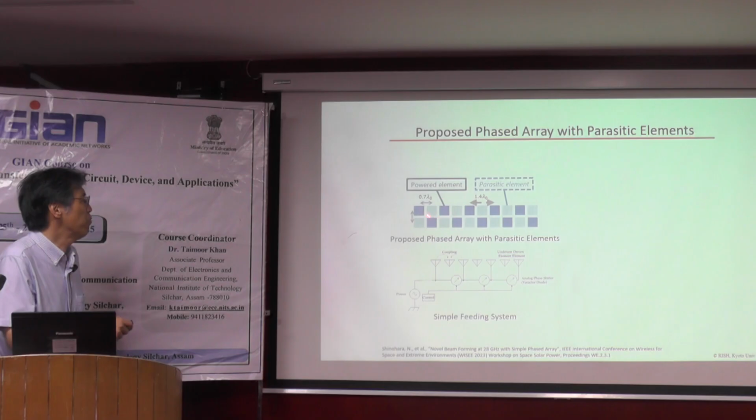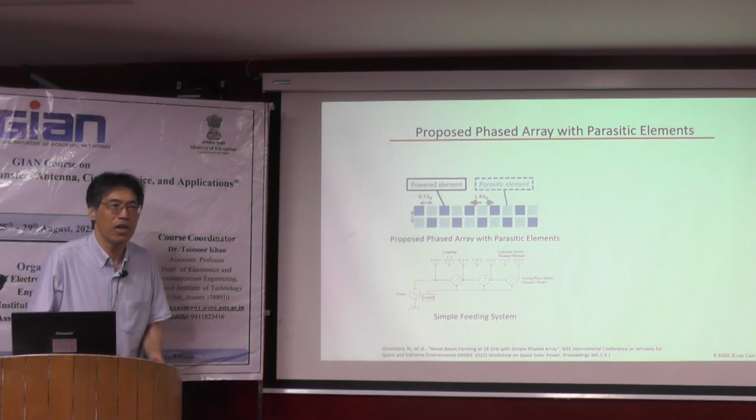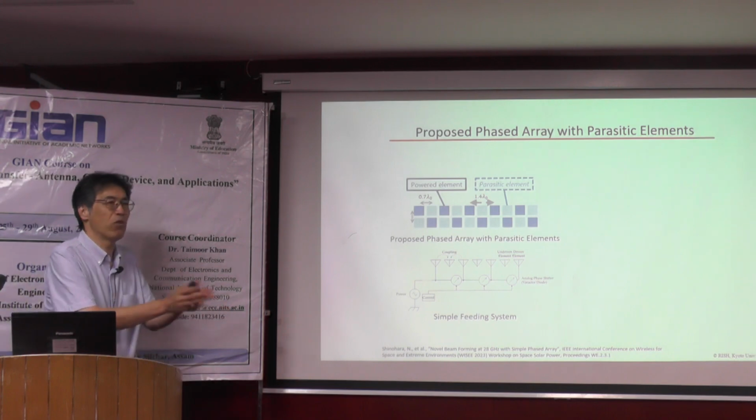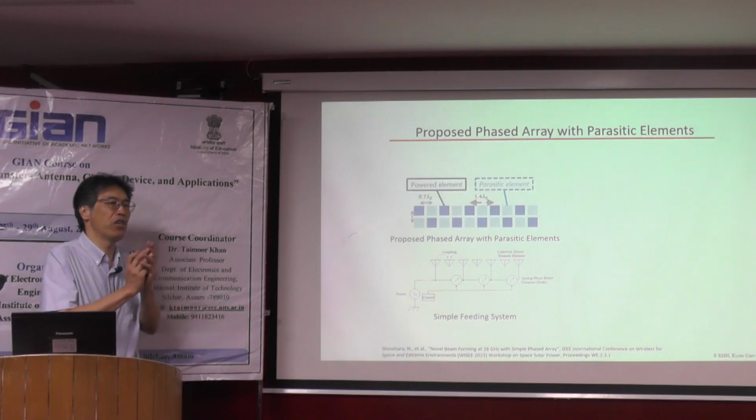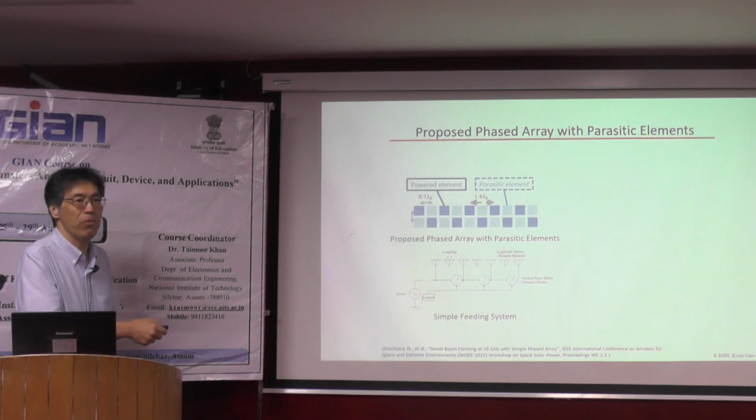We put each antenna with a spacing of 1.4 wavelengths. It is larger than one wavelength. And in this case, when we control the beam direction, grating lobes occur. But we put a parasitic element.